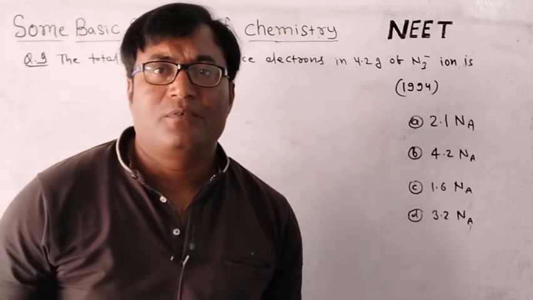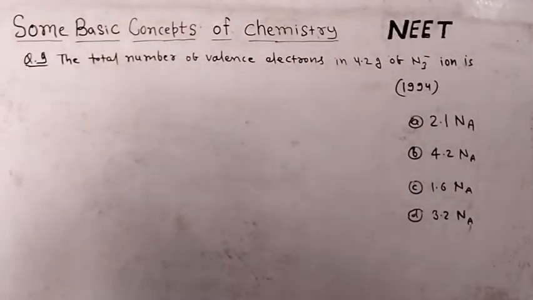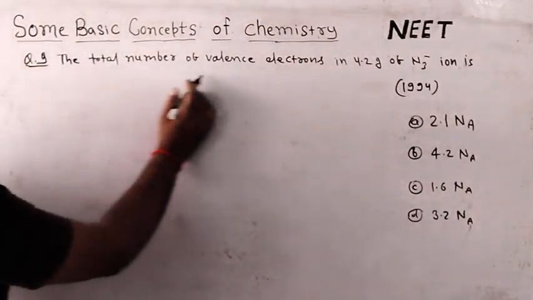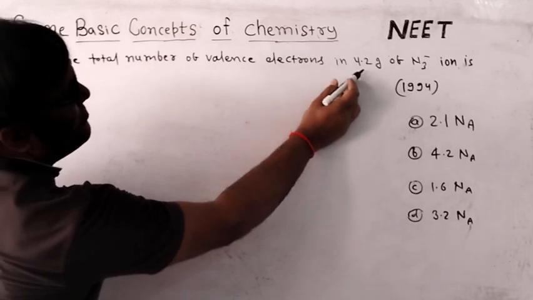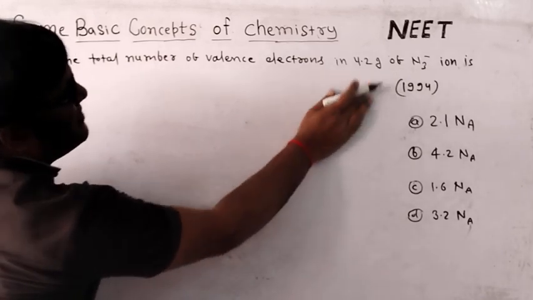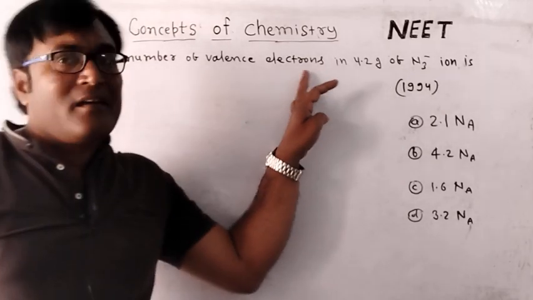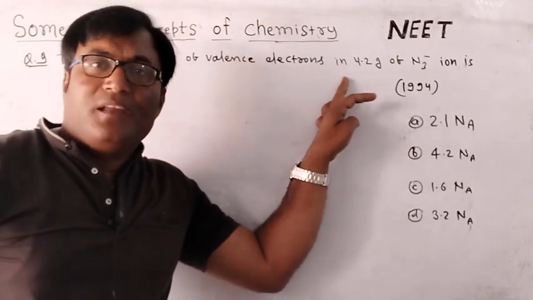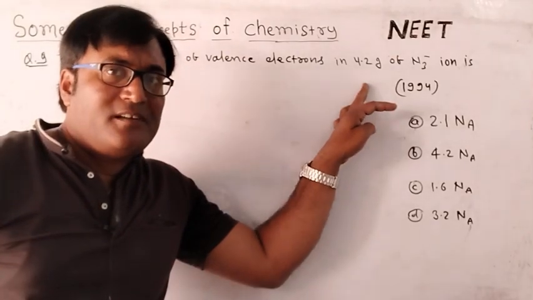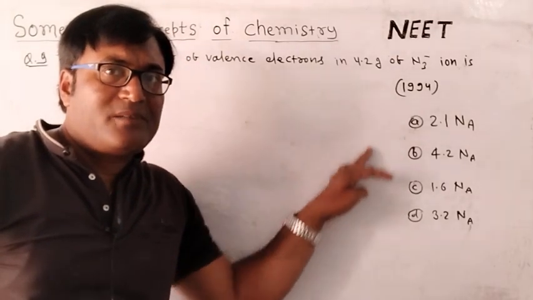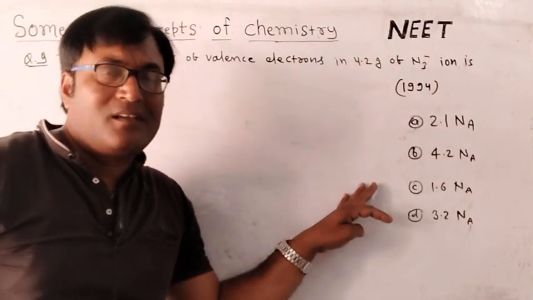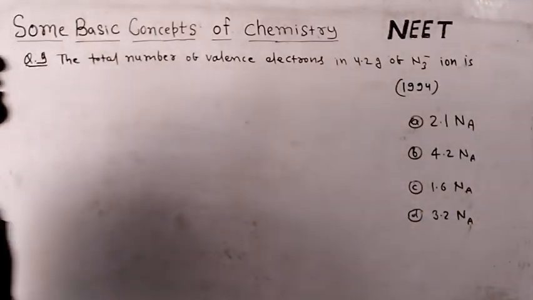Now I am going to solve question number 9. According to question number 9, the total number of valence electron in 4.2 gram of N3 single minus ion is, according to this question, in 4.2 gram of N3 single minus, how much number of electrons are present according to given options? Now I am going to solve this question.